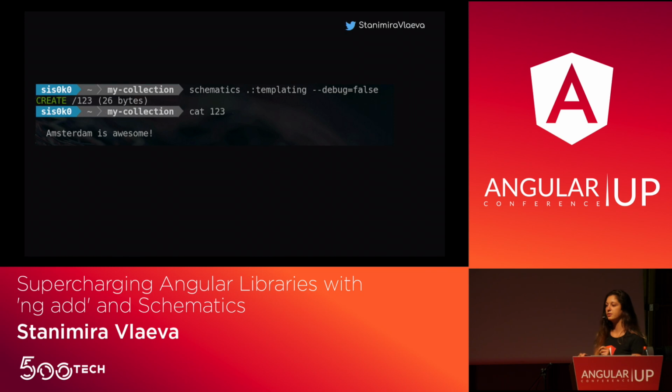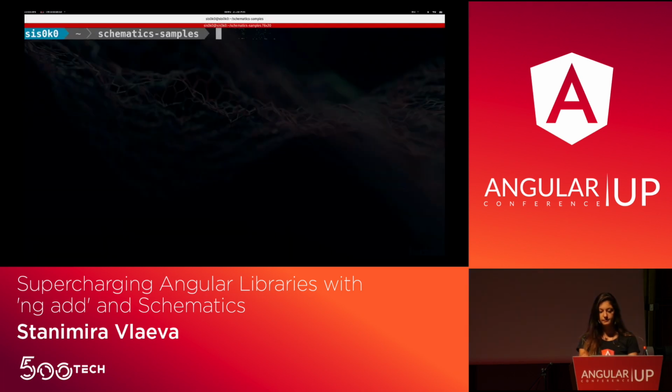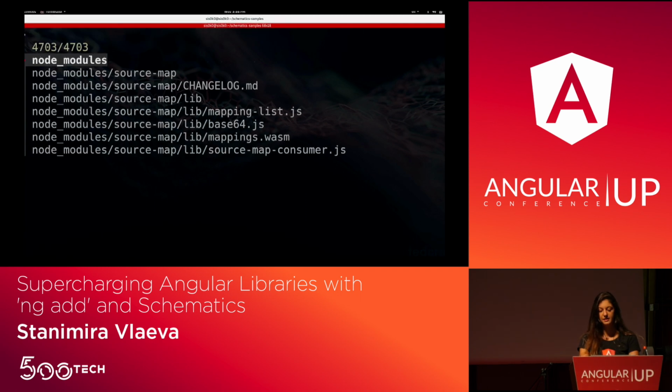It's important here to notice that the debug option should be set to false when we're using the schematic CLI. Otherwise, we won't apply any changes to the file system. Okay, but enough about that. The final thing that we're going to see is how we can edit files with schematics. And I'm going to show you that, if it works today.